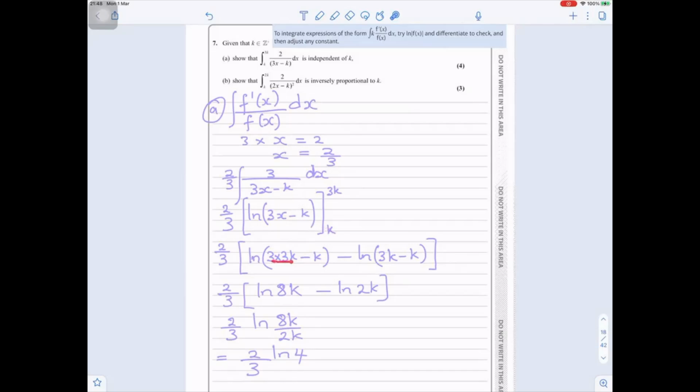So that gives you 3 times 3 is 9, minus 1 is 8. So ln 8k. And when you substitute k, 3k minus k would be 2k. And when you subtract logs, you divide them. So 8k divided by 2, the k will cross out, 8 divided by 2 gives you 4. So it's 2 over 3 ln 4. And you notice there's no k in it. So that means it's independent of k. Independent means there's no k in the final answer.